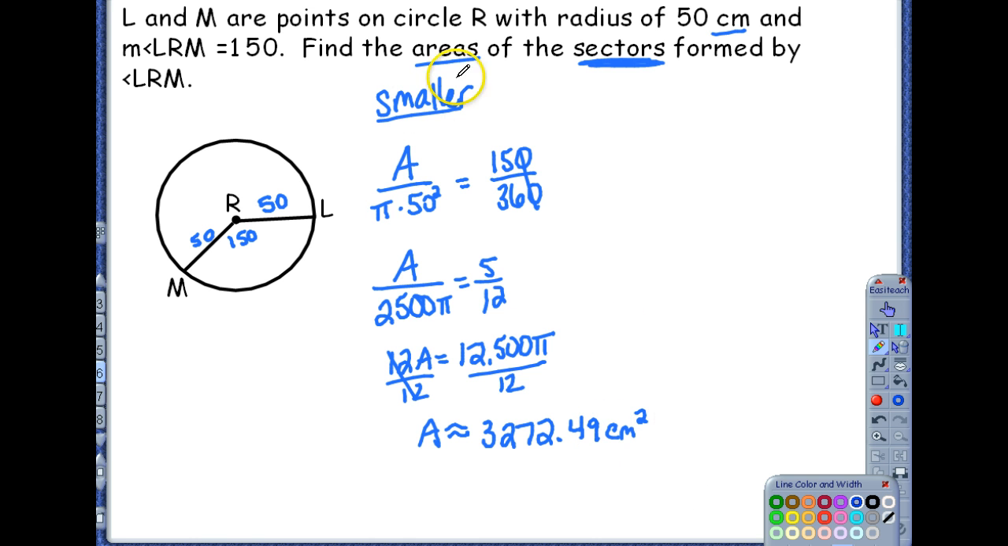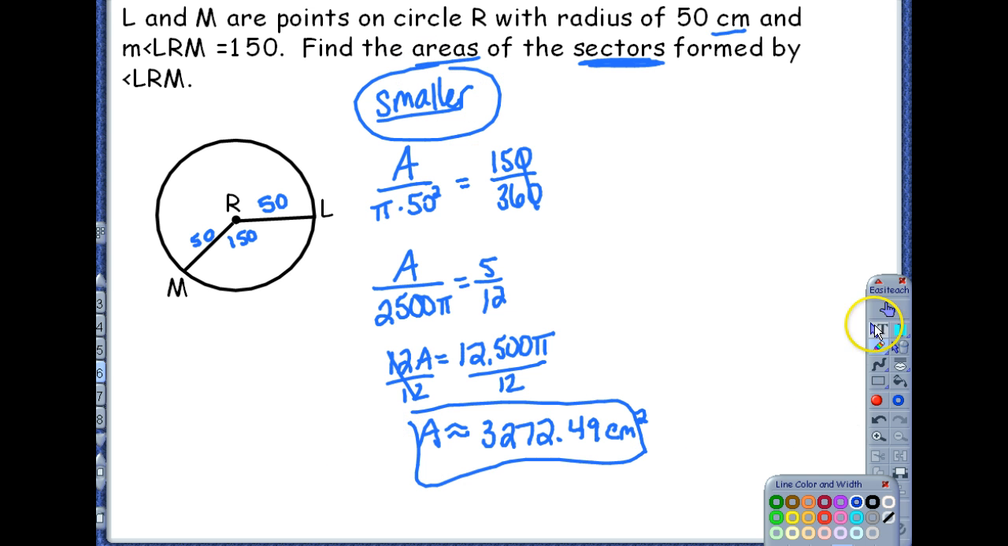squared. So that's the smaller area. That's the smaller one, now that I've cut off the square. Okay, I know I'm not done yet, though. I'll just leave it. I also am supposed to find the other sector. So let's find the larger one. Now, here's what I'm thinking.